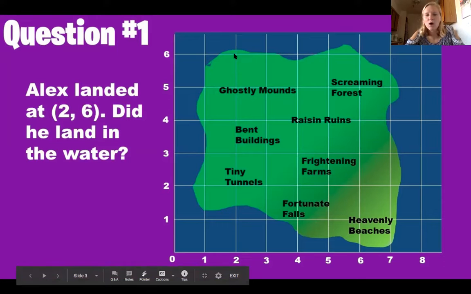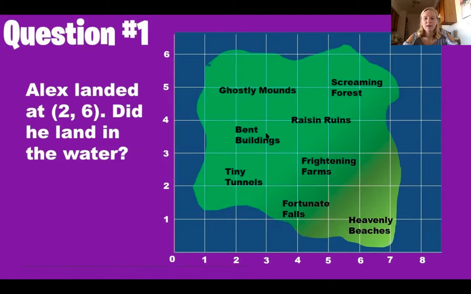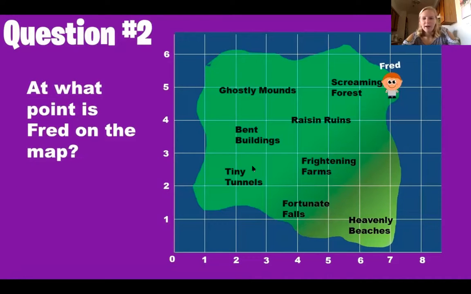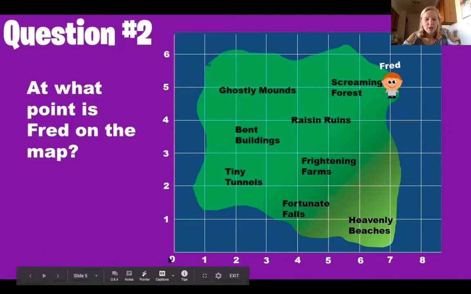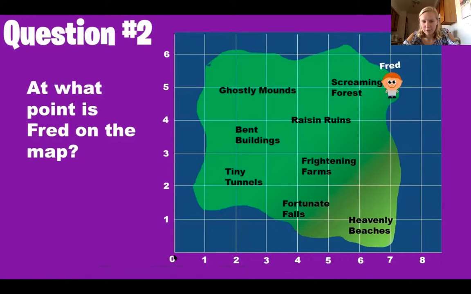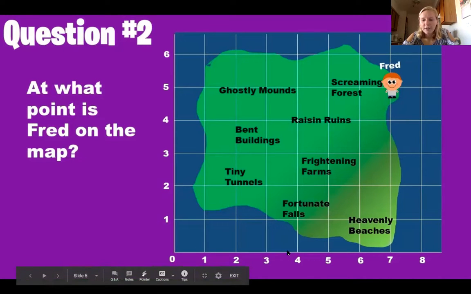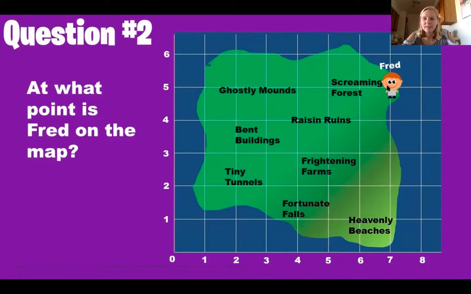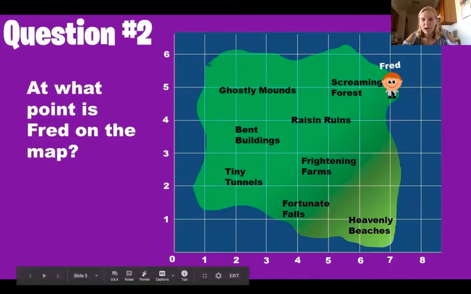And did Alex land in the water? The answer would be no, because he's still on the green land. Okay, there we go, no. At what point is Fred on the map? All right. So starting at 0, 0, this is our origin, remember, okay? We always go left to right first. So he is way over here. So we are going right, which is east. We're going east 7, up 5, which is north. So we should be at 7, 5. Remember, the x-axis always comes first. So 7, 5 is where he is.